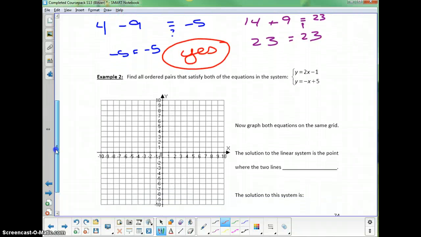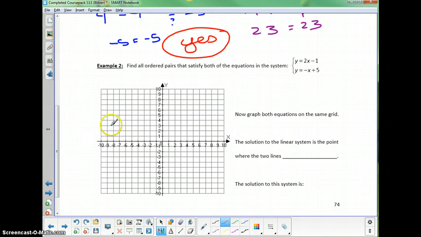Now let's find all of the ordered pairs that satisfy both equations in this system. I'm going to do that by graphing the two equations on the same grid. So remember that when I graph the equations, I'm going to first identify the y-intercept, then the slope. In the first equation, the y-intercept is -1, so I'm going to plot that. Then the slope is 2, which is the fraction 2 over 1. So I'm going to go up 2 over 1, and keep doing that until I can get all the ordered pairs on this grid.